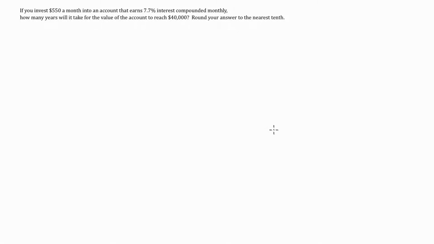This is a great problem. If you invest $550 a month into an account that earns 7.7% interest compounded monthly, how many years will it take for the value of the account to reach $40,000? Round your answer to the nearest tenth.